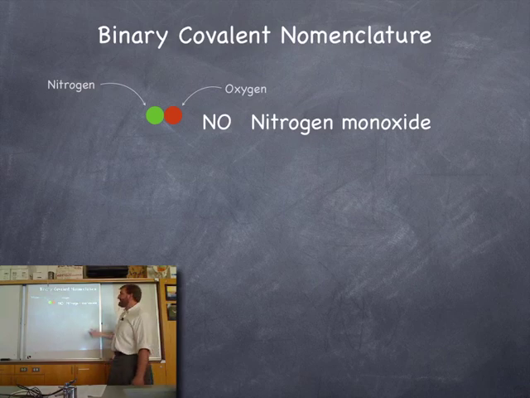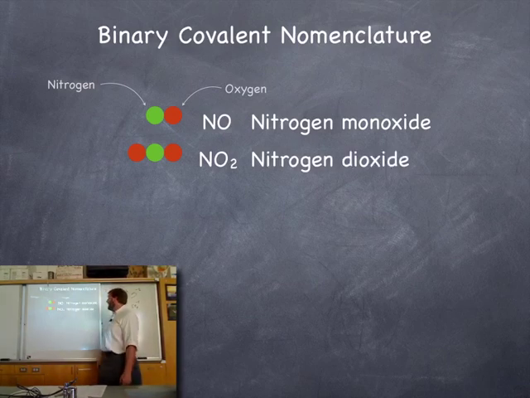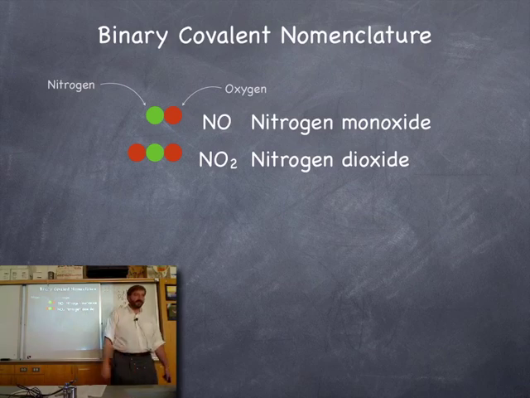So if I had this compound, a nitrogen with 2 oxygens, I'd do the same thing. Again, the first element that is listed, N, becomes nitrogen, and now I would have dioxide because there are 2 oxygens. Now, what if I reverse this?